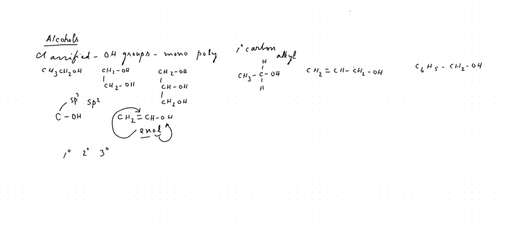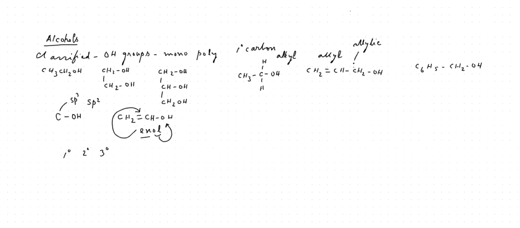See, this carbon, which is attached to a carbon with a double bond, is called allylic carbon. There are a few questions asked from this. This carbon is called allylic carbon. So this is allyl alcohol, allyl.